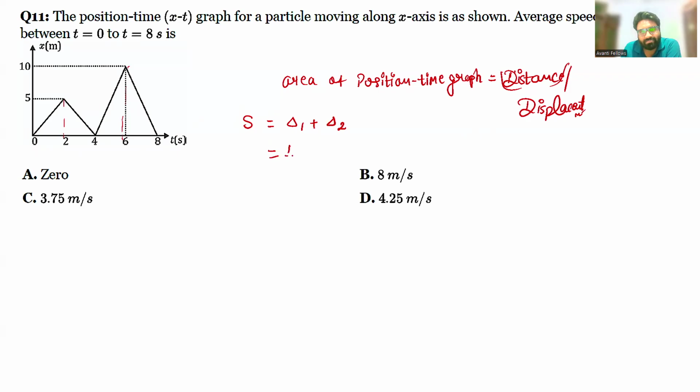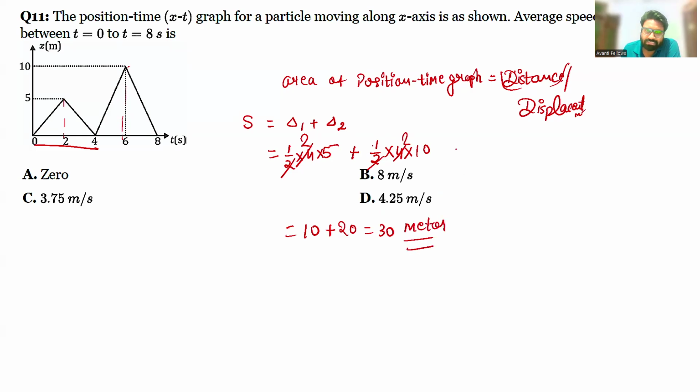Area of triangle 1 is 1 by 2 times the base of the first triangle, which is 4, this one, and the height of the triangle, which is 5. Similarly, for the second triangle, the base is 4 again, 4 to 8 is 4, and the height is 10. Now, this will cancel out to 10 plus 20, which gives you 30 meter. So 30 meter is the total distance traveled in 8 seconds.